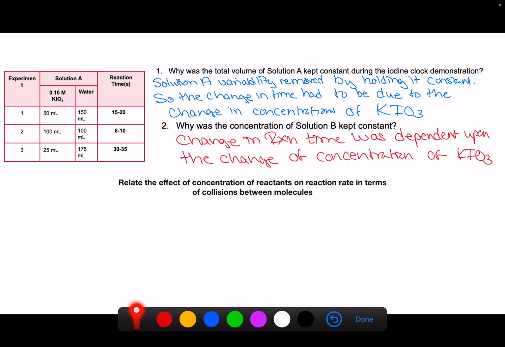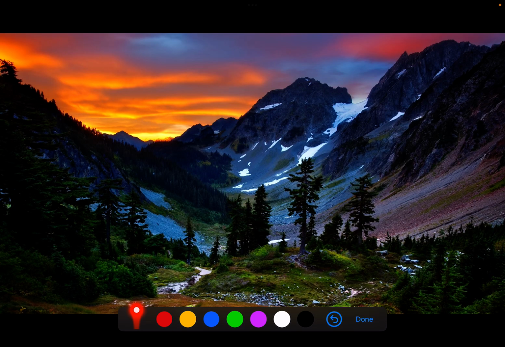So then we ask, why was the concentration of solution B kept constant? Well, again, if we're trying to figure out what the dependency of time was, we're going to hold one constant to see what the effect of the other one was. And so we're able to prove that the change in concentration of the KIO3 is altering the reaction time.